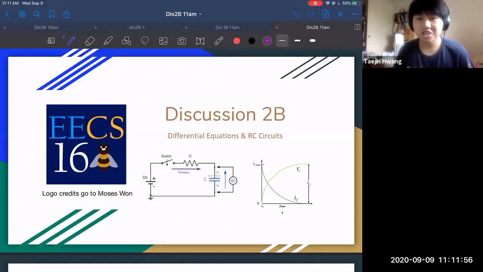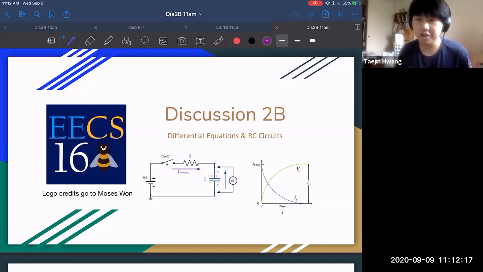So today's discussion is going to be on Diff Eqs and RC circuits. I think there's going to be a lot of math introduction today. So I'll be spending a lot of time just going over some math, and I personally believe, some might not, that the math is more important than the actual circuitry here.